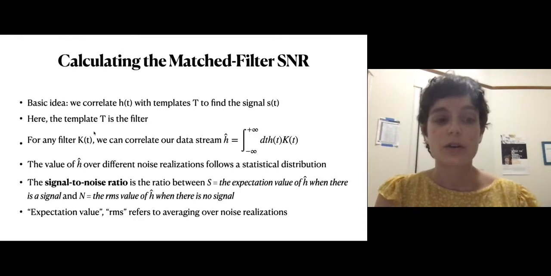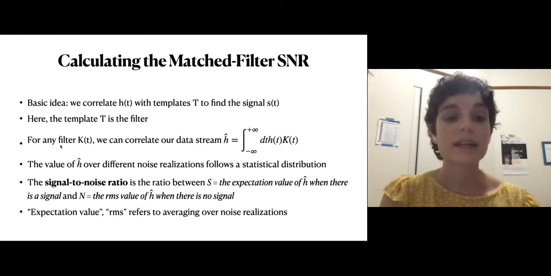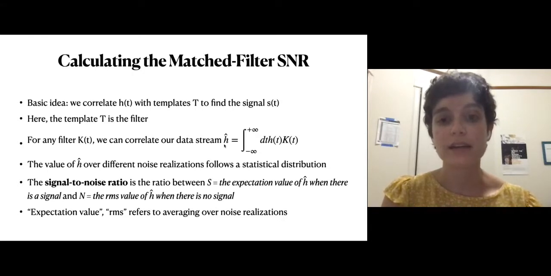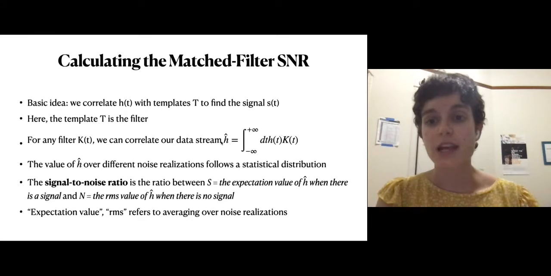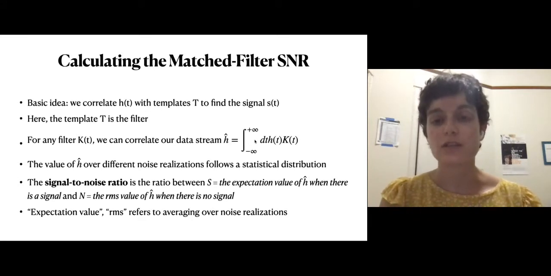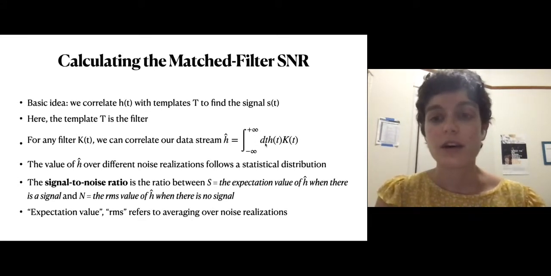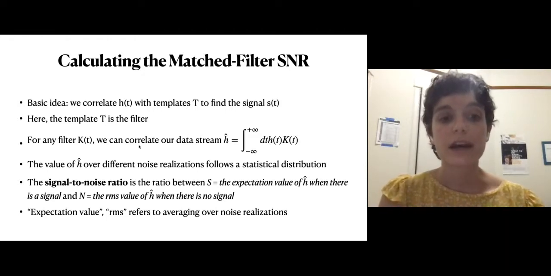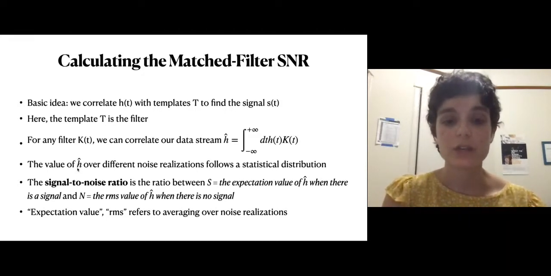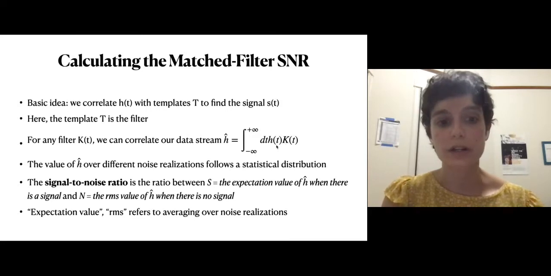So going back a step, for any filter, here k, you can correlate the data stream and define this statistic h hat for your data stream h(t), which is just the integral of h(t) times your filter k(t), integrated over all times. The value for this statistic you've defined by doing this correlation.